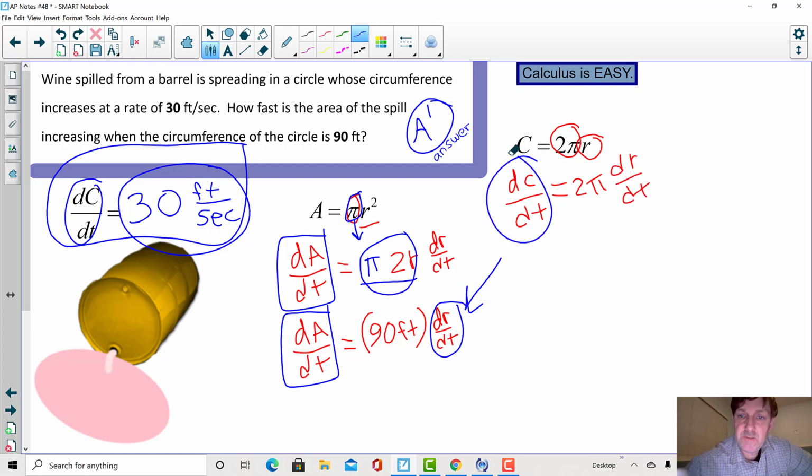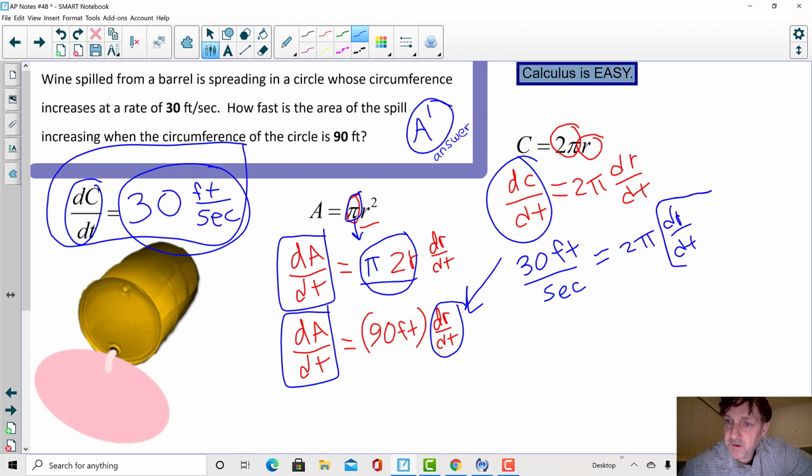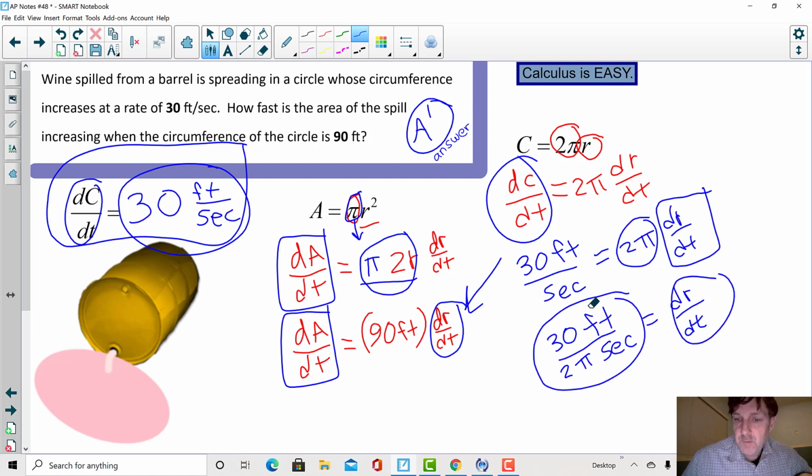Again, we know what dc/dt is. That was given to us in the beginning. It's 30 feet per second. So we can plug in 30 feet per second, and since we're solving for dr/dt, we just need to divide both sides by 2 pi and we'll be done. So we can trade dr/dt for 15 over pi feet per second.